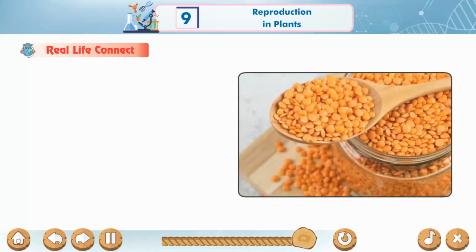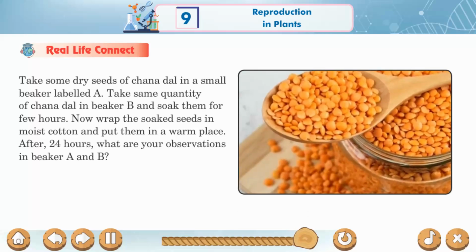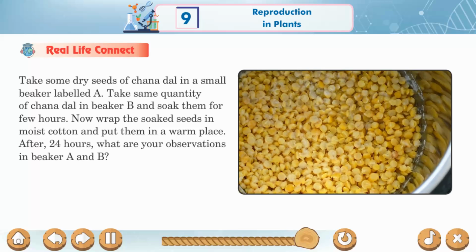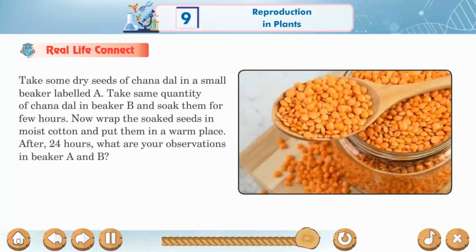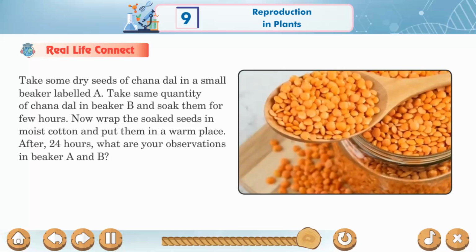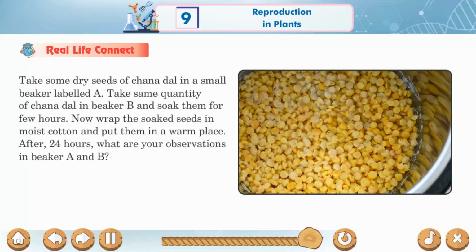Real life connect. Take some dry seeds of chana dal in a small beaker labeled A. Take the same quantity of chana dal in beaker B and soak them for a few hours. Now wrap the soaked seeds in moist cotton and put them in a warm place. After 24 hours, what are your observations in beakers A and B?